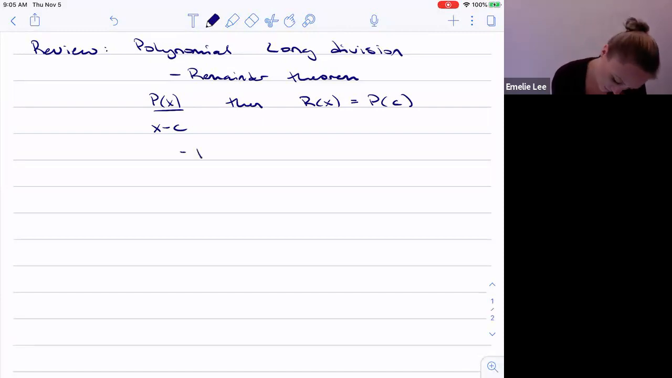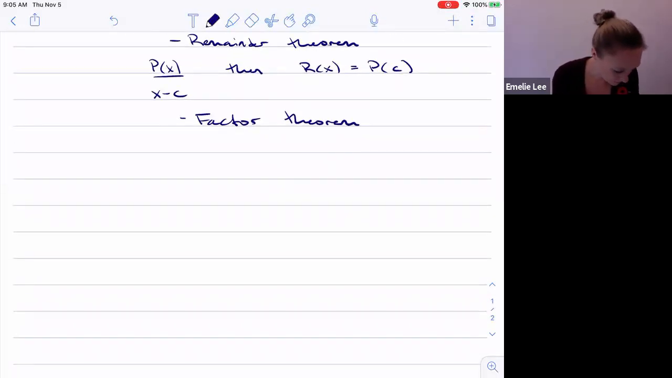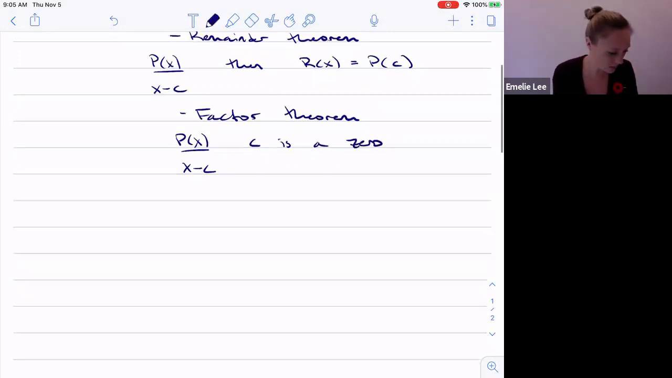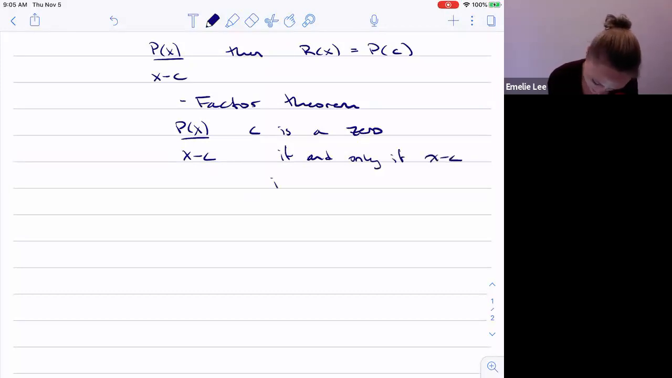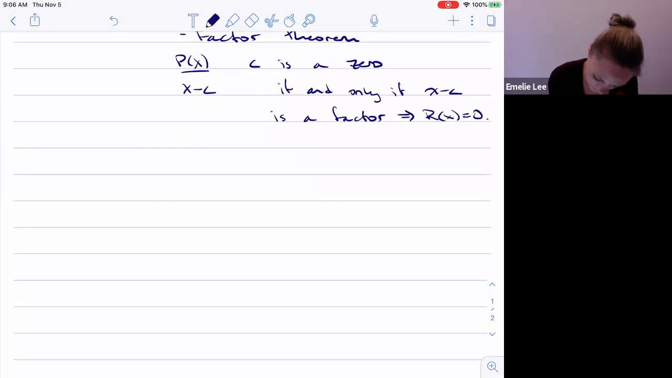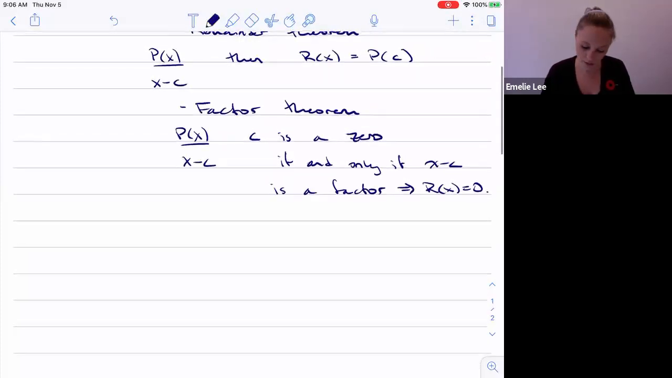And the factor theorem says that if you have p of x over x minus c, c is a 0 if and only if the remainder is 0. This means an x-intercept when I say 0. So c is a 0 if and only if x minus c is a factor, which means that the remainder of this thing is 0. Okay, so that's what the factor theorem says.